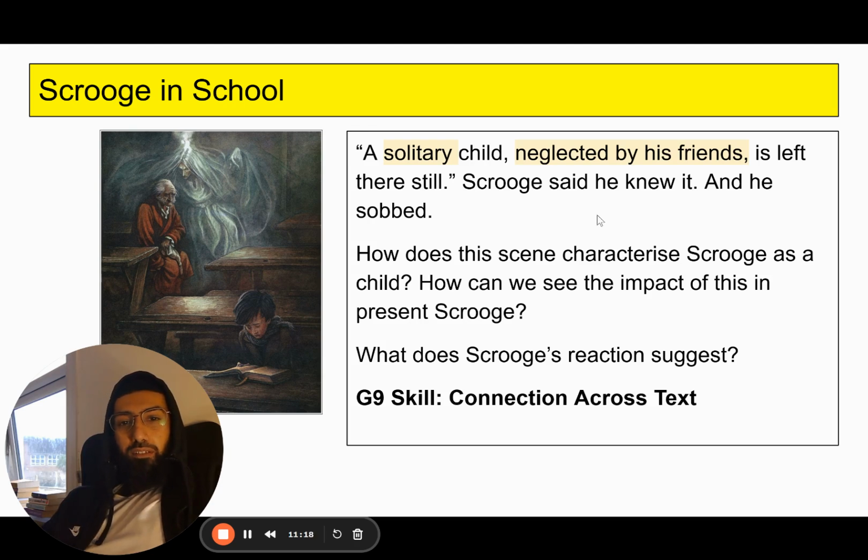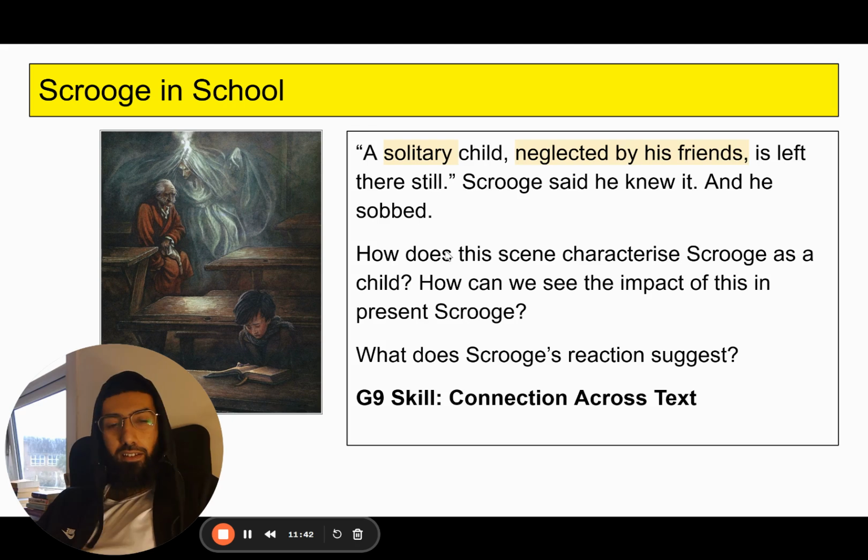And Scrooge sobbing is such an easy quote to remember. He sobbed. But it's so powerful because psychologically, when someone's crying, it's cathartic. It's like a release. So when he's seeing himself as a kid and he starts crying, it's an acknowledgement of the pain that he felt as a child. It's almost like he's processing that emotion that he went through as a kid, and this processing will allow him to change later on.